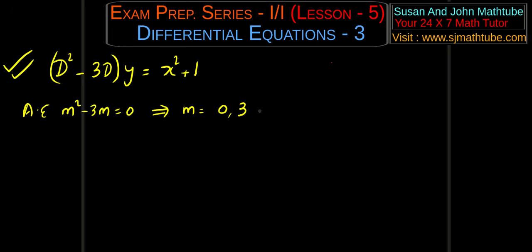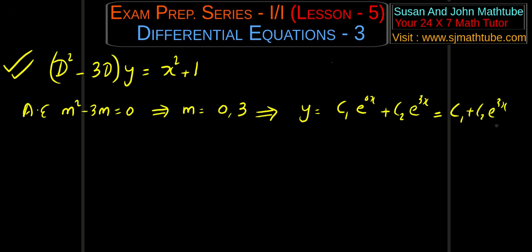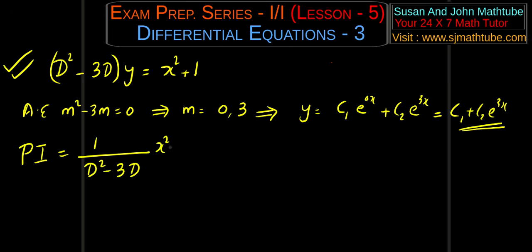And in lesson number 3, we learned there are 3 possibilities: real and different, real and equal, and complex. Anyway, the solution is c1 e power 0x plus c2 e to the power 3x. But what is e power 0? 1. So we get c1 plus c2 e power 3x. Anyway, this is very easy for you now. Okay, now comes the main part, the particular integral. And that is 1 by d square minus 3d of x square plus 1.